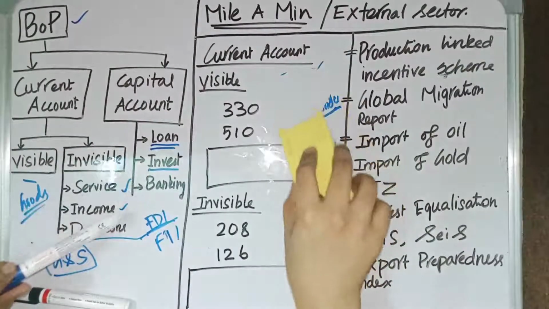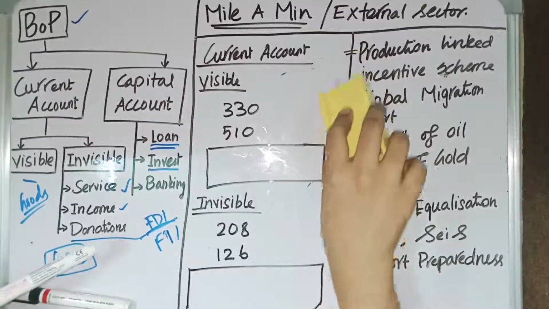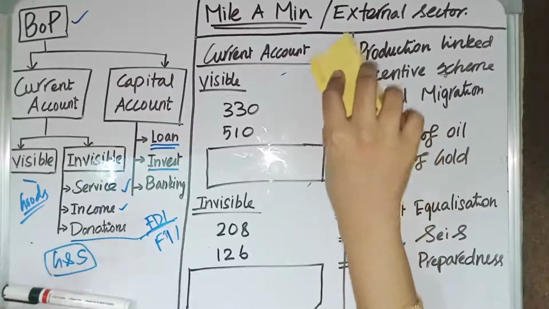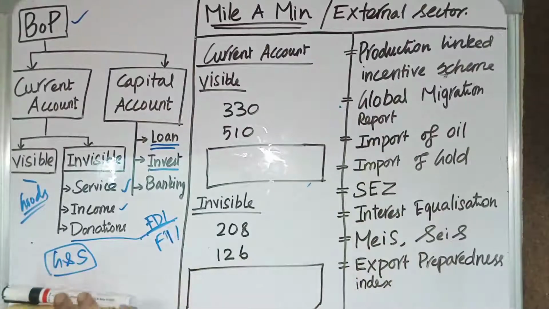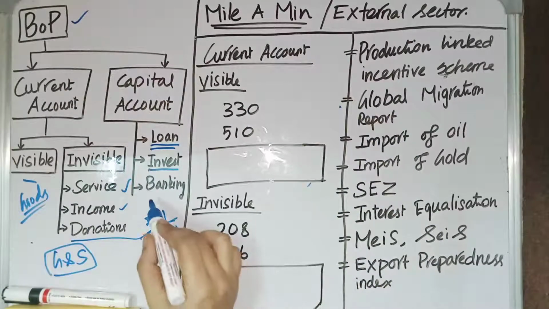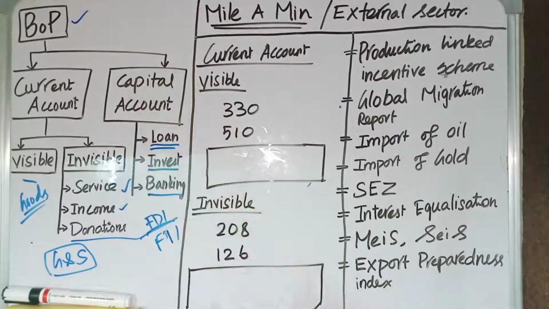And then we have banking. In banking, we have NRI deposits. NRI is nothing but non-resident Indians. NRIs are also Indian citizens, but they do not reside in India and they reside in a foreign country. So the NRI deposits come under banking. These are the things which come under capital account.